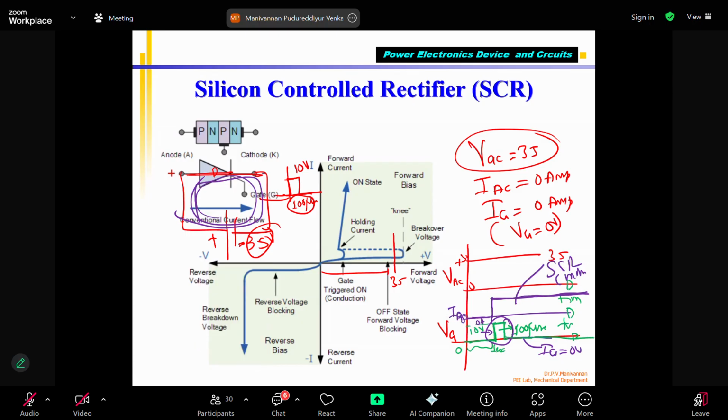After that, it becomes 0. Correct? This is 0. Voltage is 0. So even then, the SCR is still conducting. How long will it conduct? Till you stop the voltage like this.